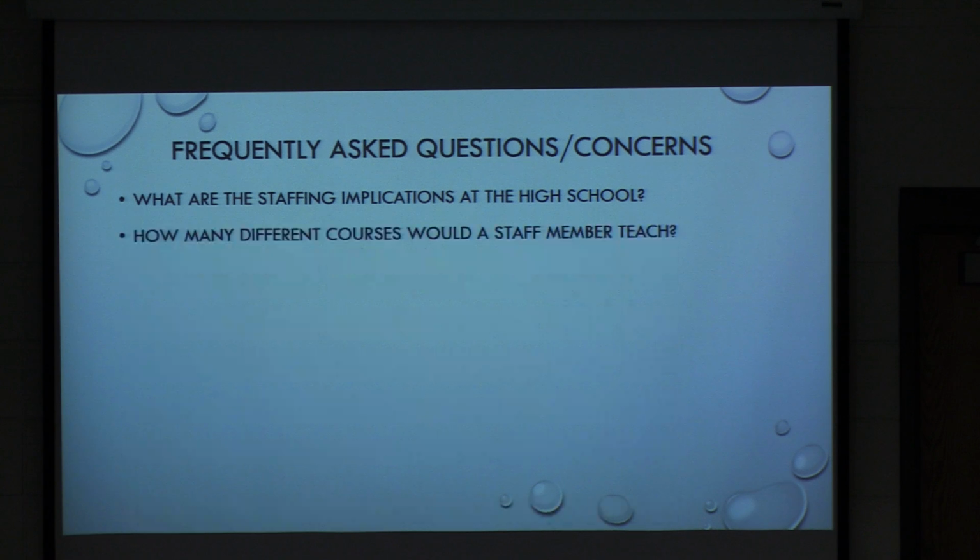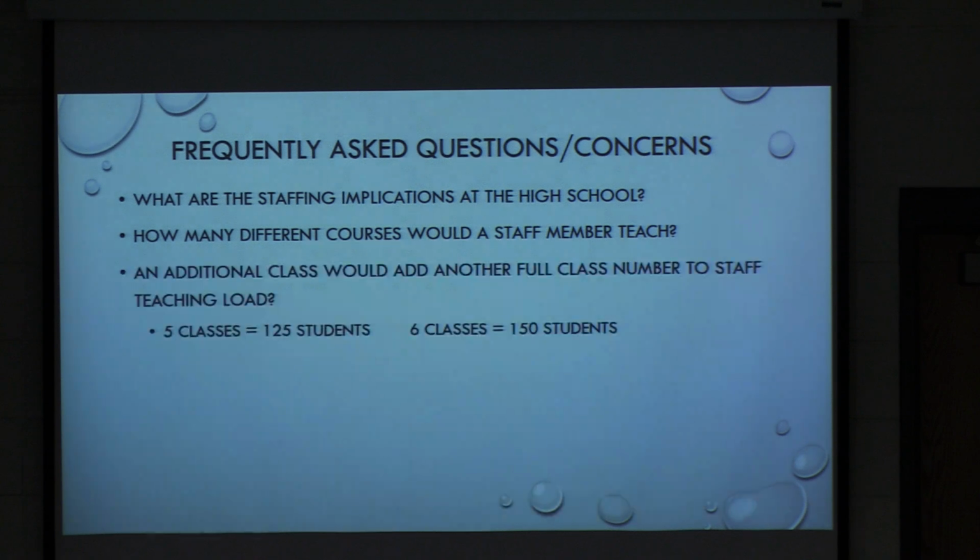How many different courses would a staff member teach? Well, we would like to keep them to 2 preps, so 2 different types of classes, and that would be the goal. An additional class would add another full class number to the staff teaching load. Example, 5 classes, if they have that now, would they have 125 students, right? If you give me a 6th class, you're going to give me 25 more kids. Well, we wouldn't have enough kids in the school to be able to do that, right? So that's not going to happen. Our goal is to keep them at a decent number like they have now, and some classes are higher than others. But they might have a class of 28, but the next one they have might be 16, right? The overall teaching load would go down because we'd be spreading the kids over more periods in the day.